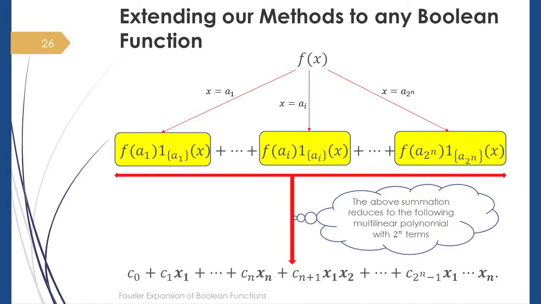Similarly, you get this form, which is f of ai times the indicator polynomial for the value ai. So, when x equal to ai, this term will be the only non-zero term which matches x again, and so on till the last value.